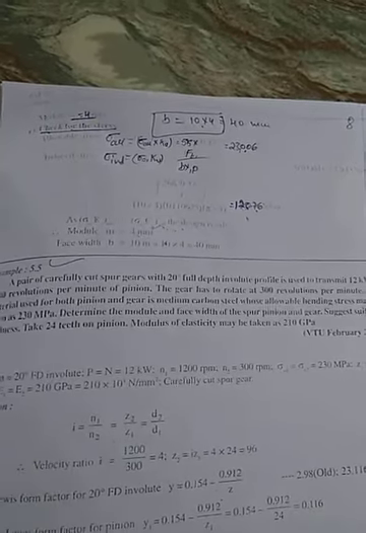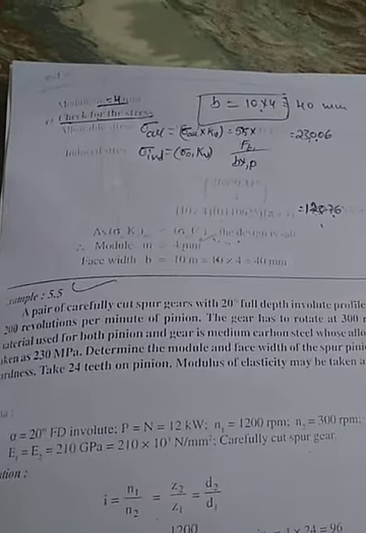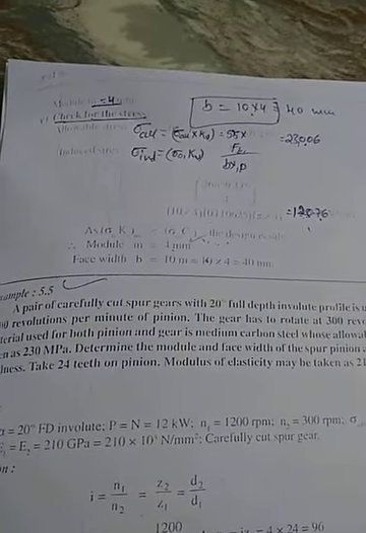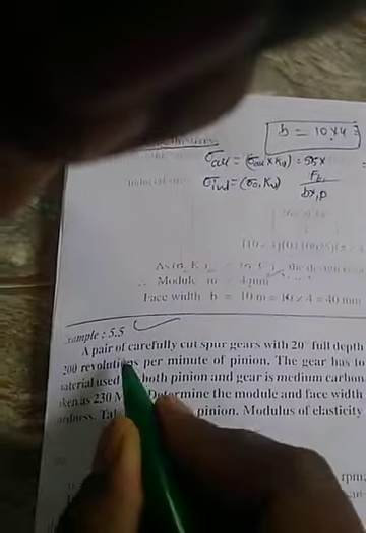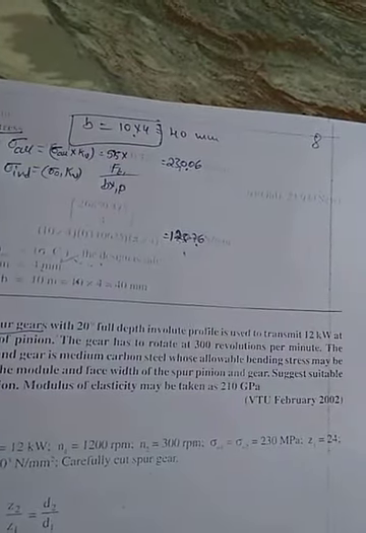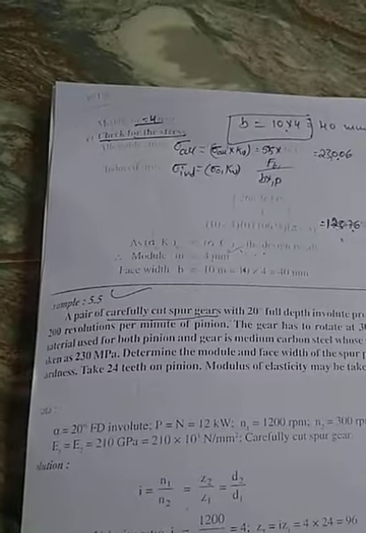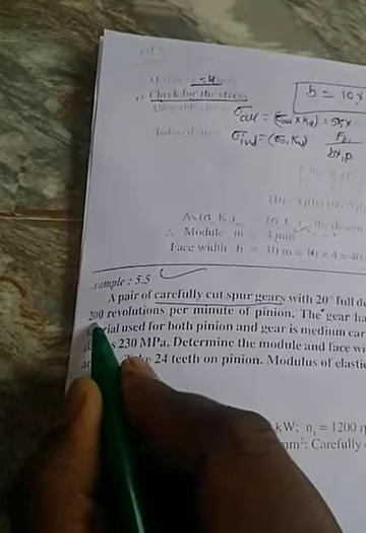Welcome to the next session. The next problem is a pair of carefully cut spur gears. In the question, they have given that carefully cut spur gears with a 20-degree full depth involute profile are used to transmit 10 kilowatt power at 200 revolutions per minute of the pinion. So they have given alpha, the power to be transmitted, and the speed of the pinion.